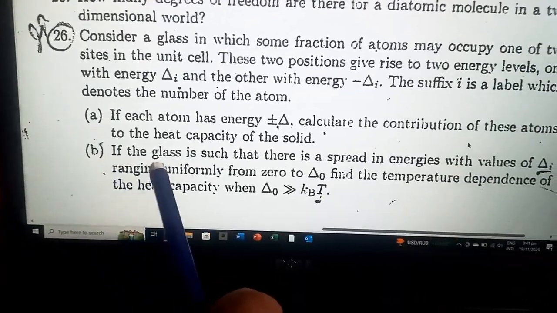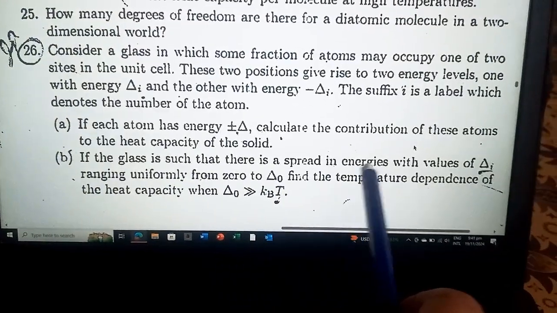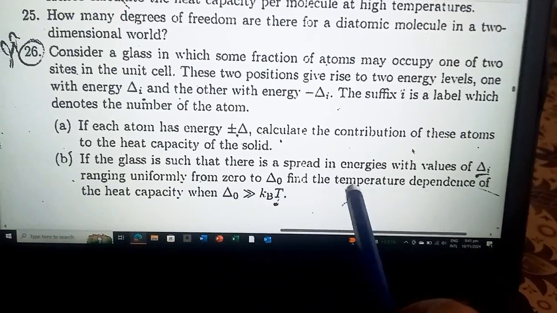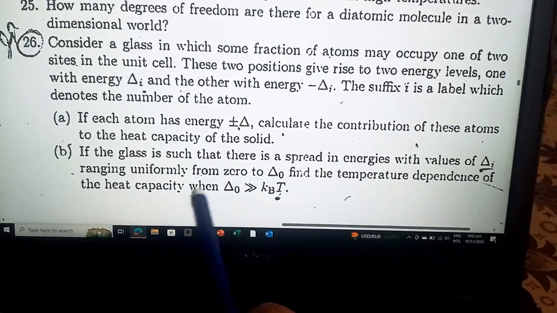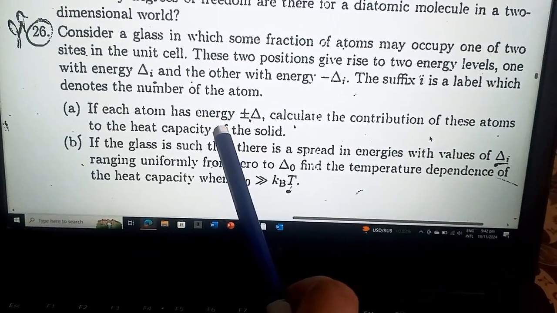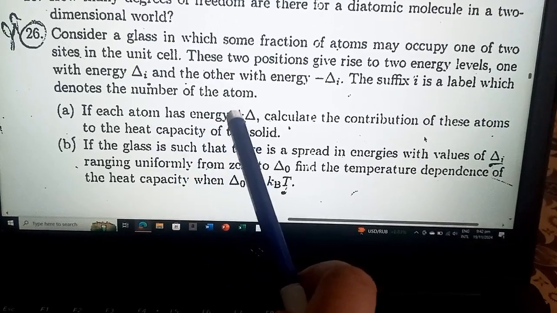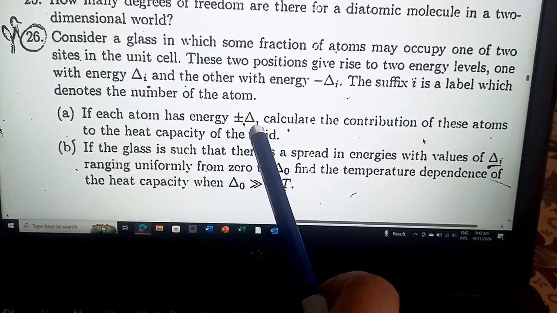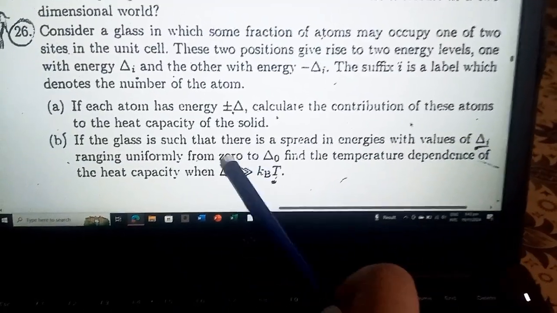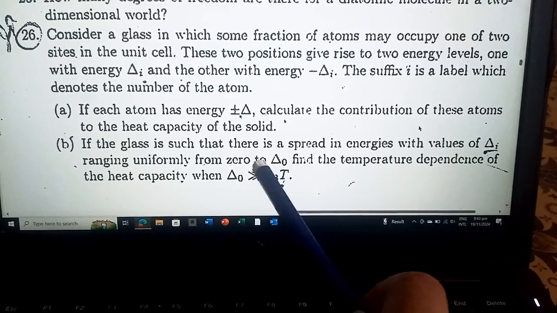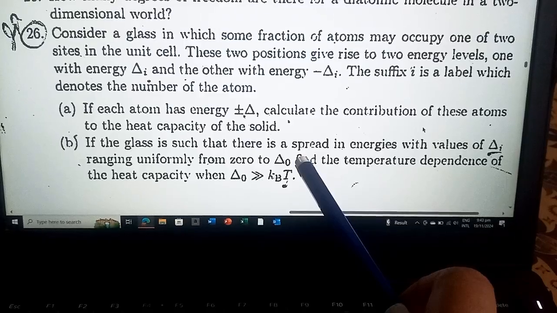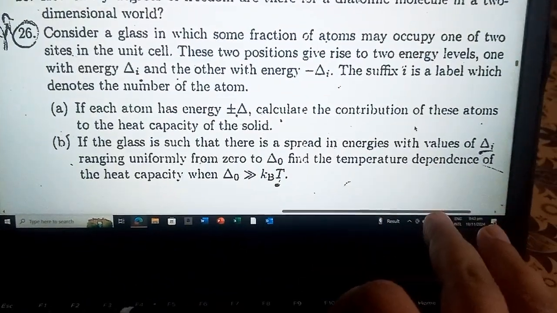In part B, they are saying if the glass is such that there is a spread in energies with values of delta_i ranging uniformly from 0 to delta naught, find the temperature dependence of the heat capacity when delta naught is very much greater than kBT. In part A, we had some distinct energies that the atom could have. One is plus delta and the second is minus delta. But in part B, they have told us that there is a spread in energies ranging from 0 to delta naught, which means that the atom could have energies anywhere between 0 and delta naught, and they can have a variety of energy values.